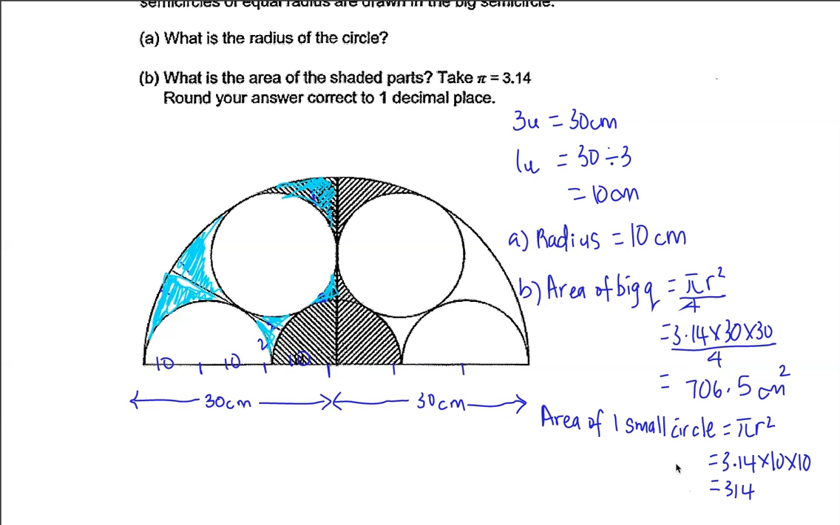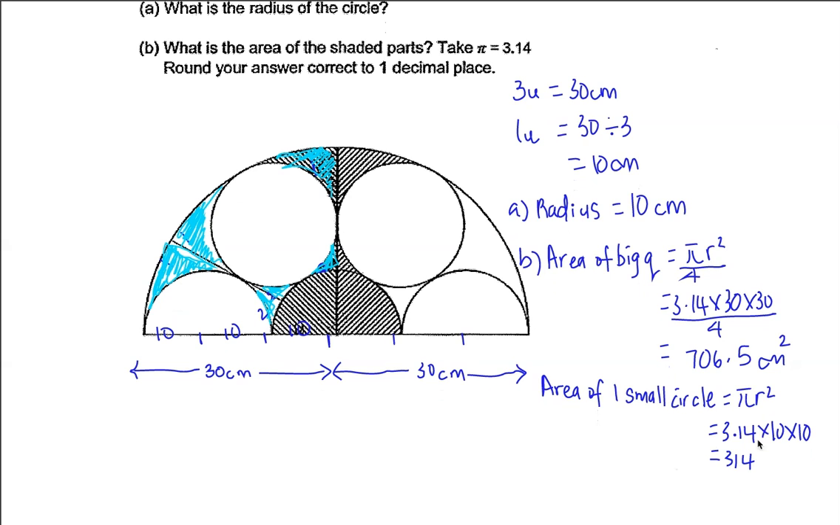Next we find the area of one small circle, which is pi r squared, which is 3.14 times 10 times 10, which is 314 cm squared. So now we know this area here is 314 cm squared. And what do you think is this 2? Now to find this 2, you take 314 divided by 4 to find one part. So one part is 314 divided by 4, which is 78.5. So for this it would be 78.5 times 2, which is 157 cm squared.